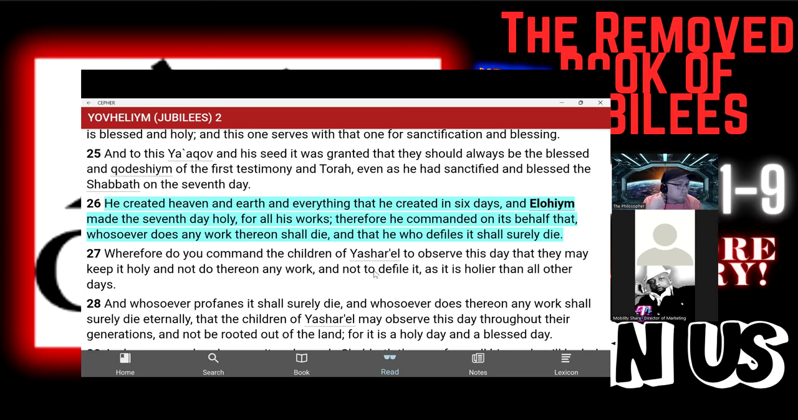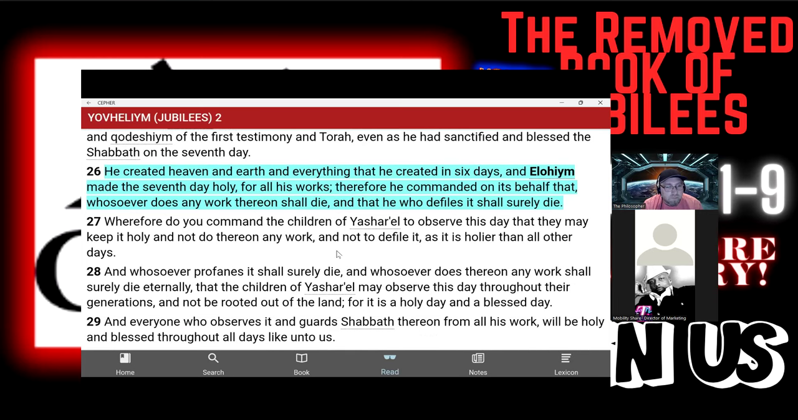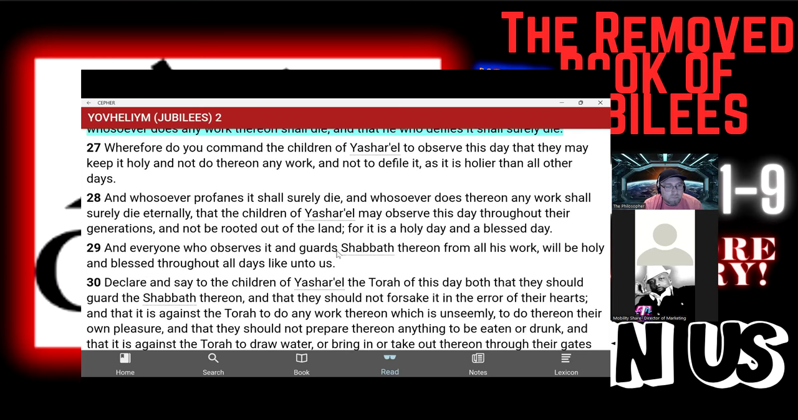Therefore, he commanded on its behalf that whosoever does any work thereon shall die. Kill him. That's right. And that he who defiles it shall surely die. Wherefore do you command the children of Israel to observe this day, that they may keep it holy and not do thereon any work and not to defile it, as it is holier than all days. Holier than all other days, the Sabbath, the 52 holidays per year, holier than all other days.